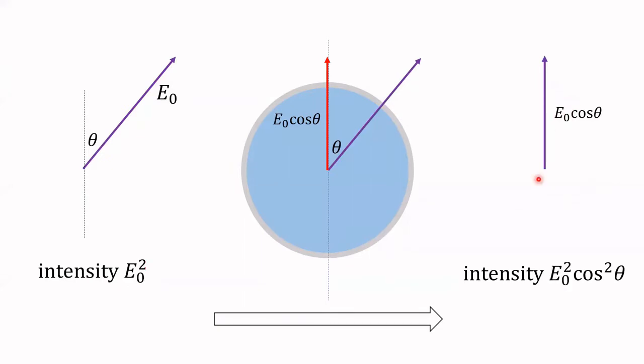Now, what happened with the intensity? Well, intensity in our fictitious system of units is merely the square of the electric field strength. So we take this quantity, E naught cos theta, we square it. That's the new intensity. Well, the old intensity was E naught squared. The new intensity is E naught squared cos squared theta.